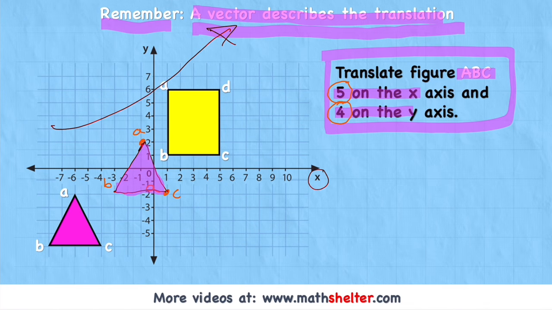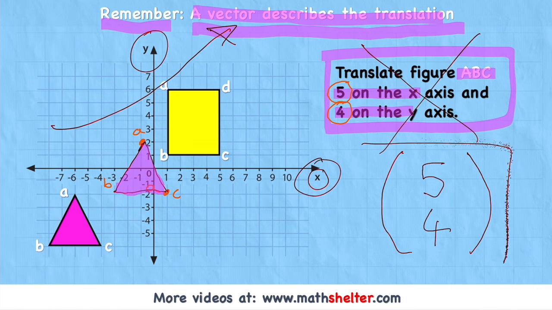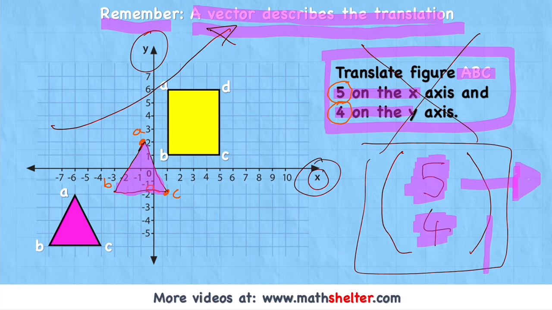But let's look at what we wanted to remember today. We wanted to remember that a vector describes the translation. So what is a vector? Well, a vector will look like this. We have a set of brackets, and then we would have a number at the top. In this case, it's 5 because the x-axis always comes first, and underneath would be 4 because the y-axis always comes second. So we wouldn't need all of this if we just had this. This would clearly show where we need to move this triangle. Because it's a positive 5 means we go right, and because the 4 is a positive 4 means we go up. If it was a negative 5, that would mean we came to the left. And if it was a negative 4, that would mean we came down on the y-axis.